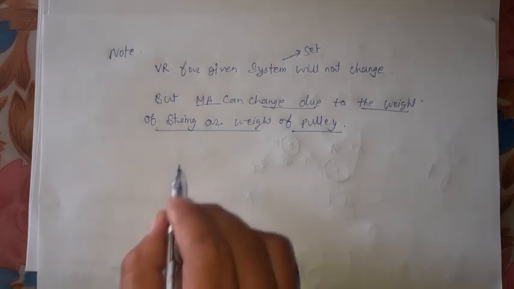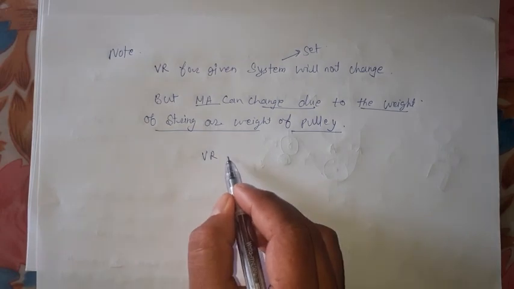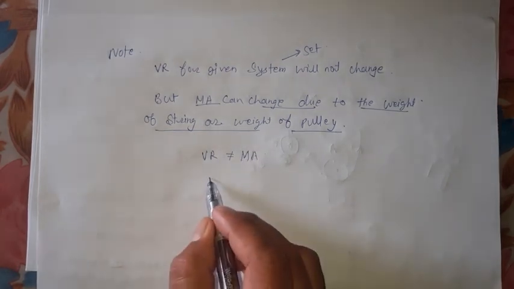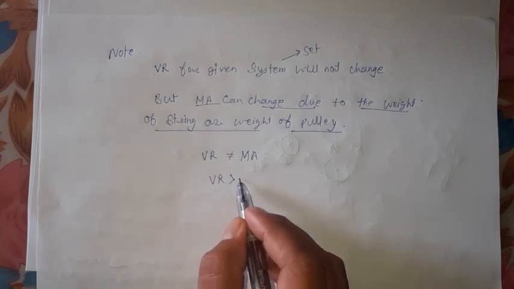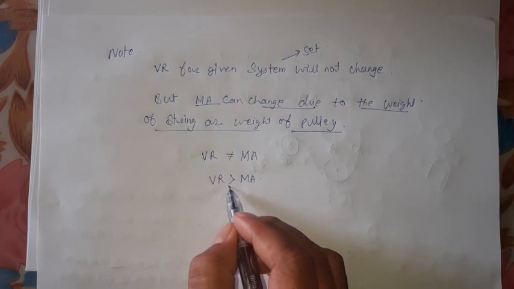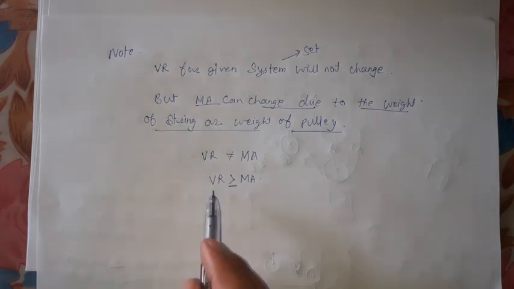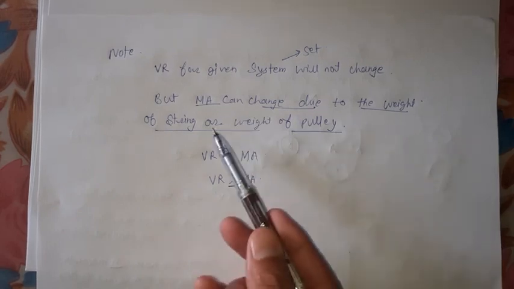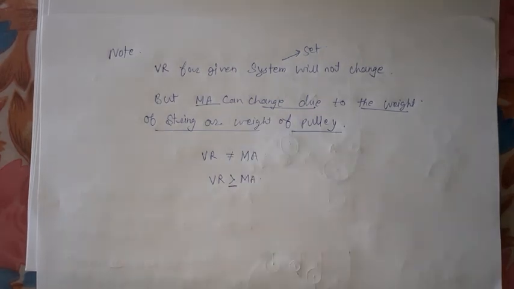This velocity ratio will not be equal to mechanical advantage, even though we know this one. Velocity ratio is greater than mechanical advantage, and it is equal to mechanical advantage in the ideal case. It will be greater when the components we have used are not perfectly weightless. This is what we are having.